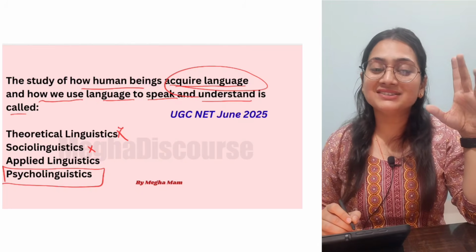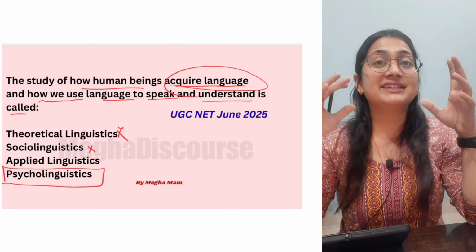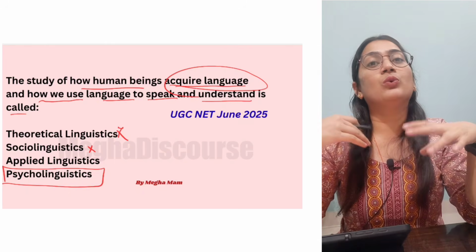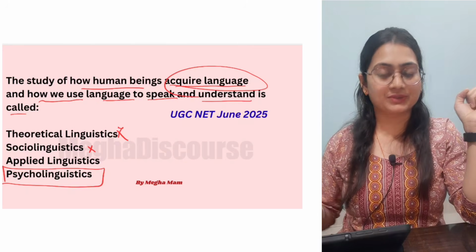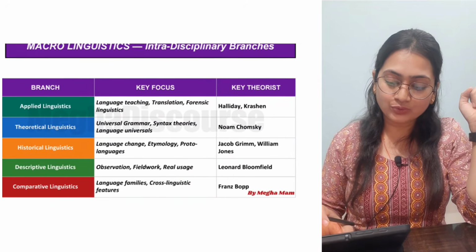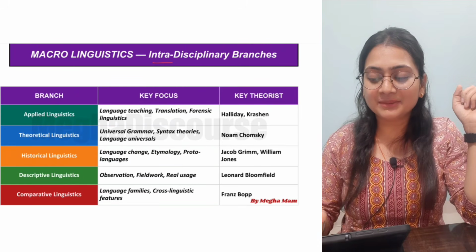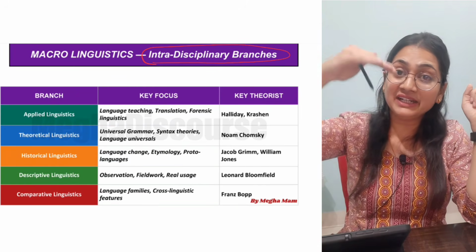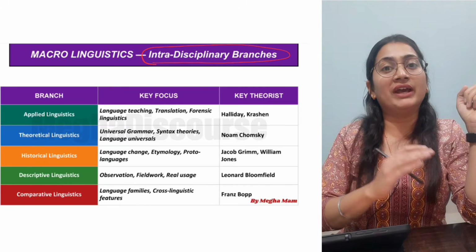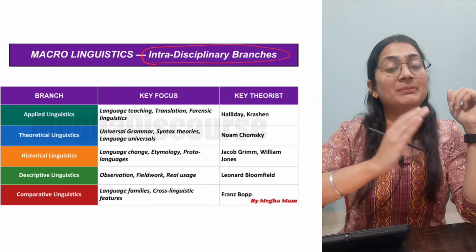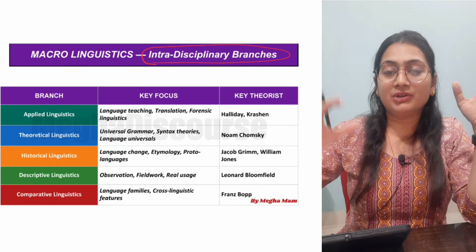Okay, so the study in psycholinguistics, we say that this is the mental process of how we produce language and how we understand language. So this is your June 2025 question. Okay, let's move to the next one. Macrolinguistics, that is intradisciplinary branches. Intra means internal approach, applied on a linguistic approach, whether it is phonetics, morphology, semantics, syntactics. Okay, so this is called interdisciplinary branch.